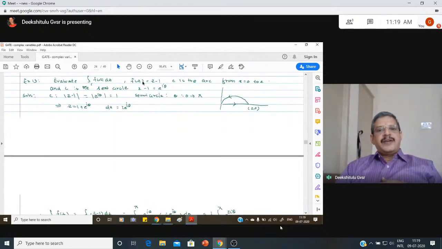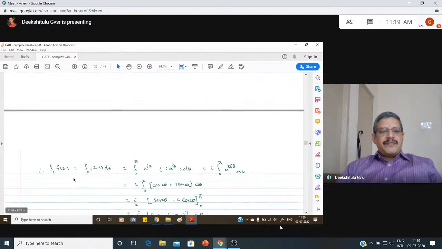Evaluate integral c f of z, where f of z is equal to z minus 1, and c is the arc from z is equal to 0 to 2, the semicircle with center 1. This is c. So c is mod z minus 1 is equal to mod e power i theta is equal to 1. Z minus 1 is equal to e power i theta, and the modulus of e power i theta is 1. So for the semicircle, theta changes from 0 to pi. So z is equal to 1 plus e power i theta, so dz is i e power i theta d theta.